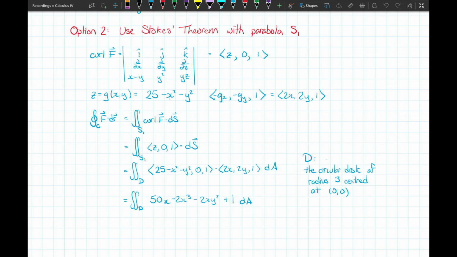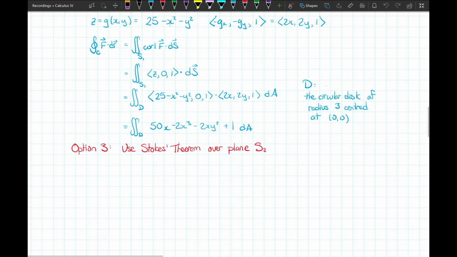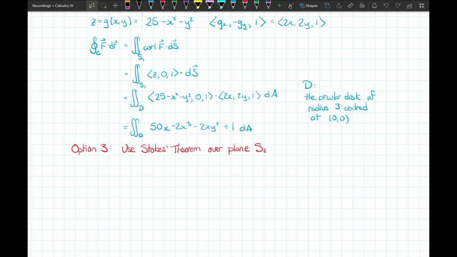Why don't we take a look at that other surface that forms the curve of intersection, and that's simply a plane. Let's call the plane S2. Luckily, we don't have to recalculate curl. It's still going to be z, 0, 1. And this time around, our upward normal vector is going to be even easier to calculate. Since our function, z equals g of xy, is simply 16, our upward normal is simply k. It is the vector 0, 0, 1, or k hat.